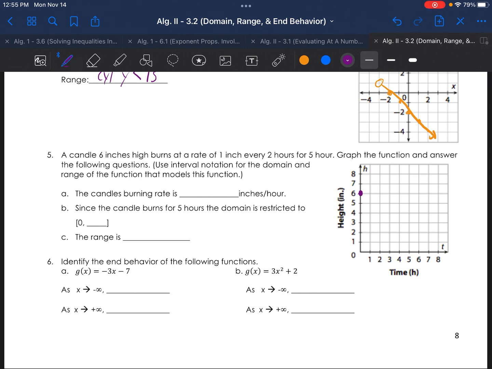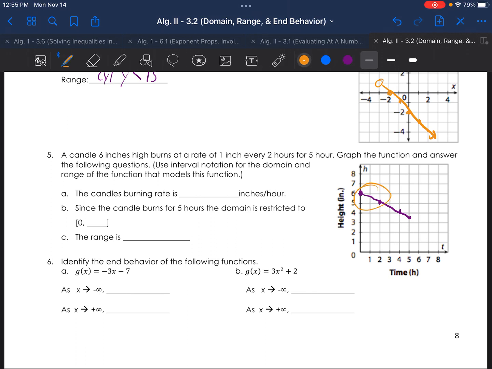It starts off at 6 inches at 0 hours, and then after 2 hours it burns 1 inch. So it's down to 5, and down to 4, and so on, so forth. And it only burns for 5 hours, so I'm going to stop it right there, because it doesn't keep burning then, so I'm not going to put an arrow on it. Now, if it were to keep burning, then we might, but it's not.